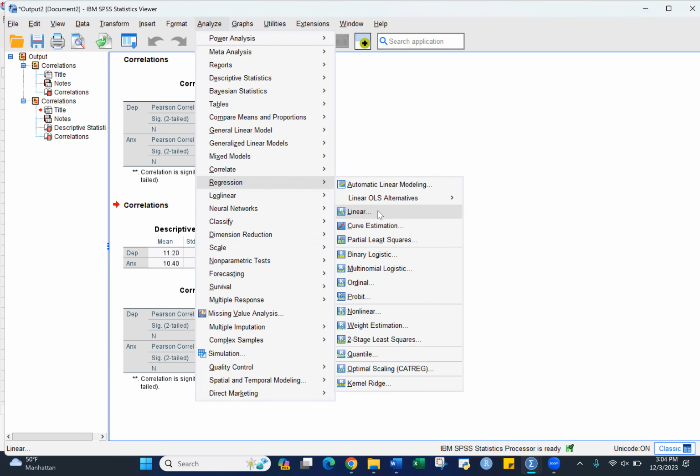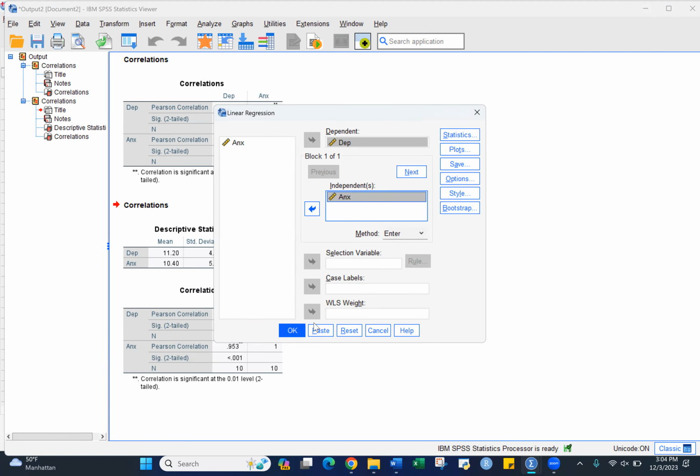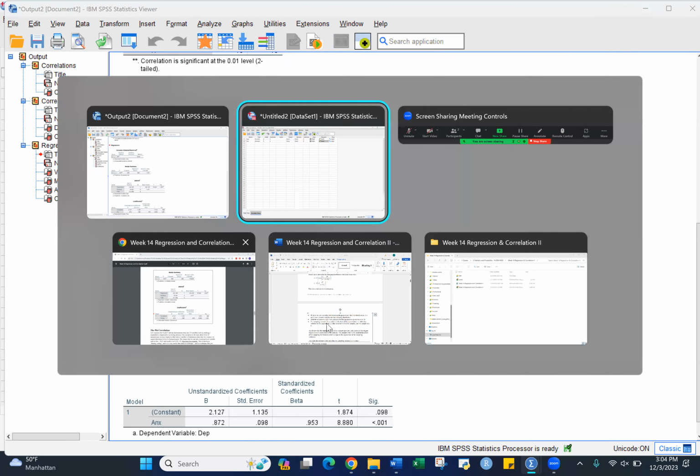Now I can also do a linear regression. My DV here, I'm going to make it depression. That's the Y. The X, I'm going to make anxiety. And I did that because that's actually specified in the problem.